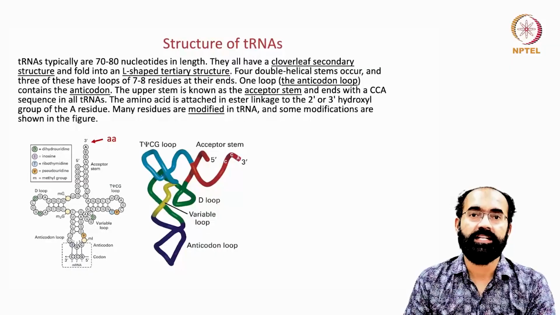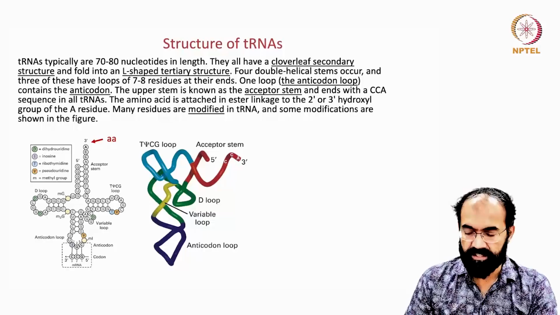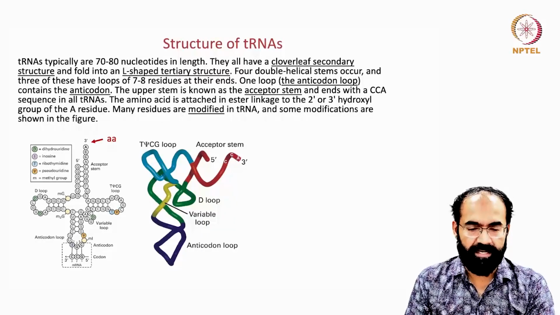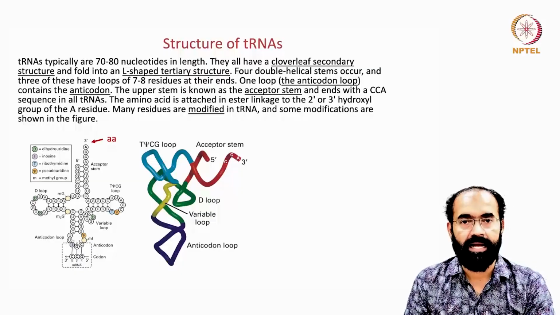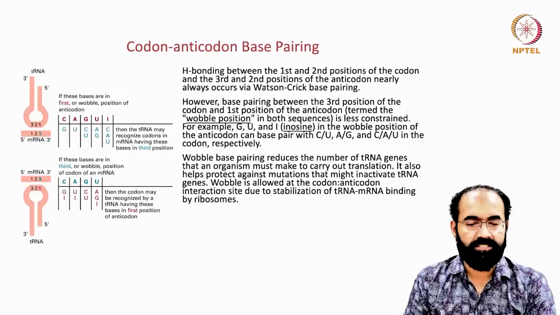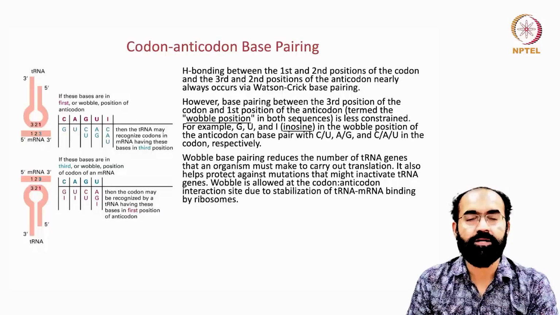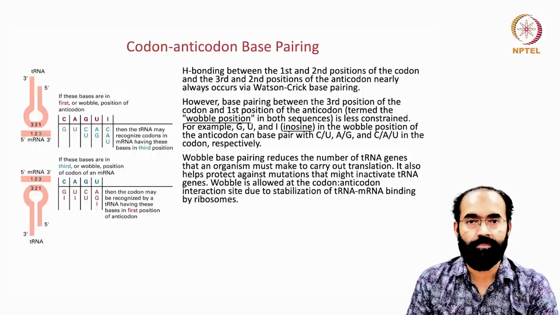So we were here in the previous class, where we were looking into the structure of the transfer RNA with regards to its aminoacylation and the modification of the tRNA ends. Now let us move on to the codon-anticodon base pairing. We have discussed this extensively, and it is quite simple to understand.